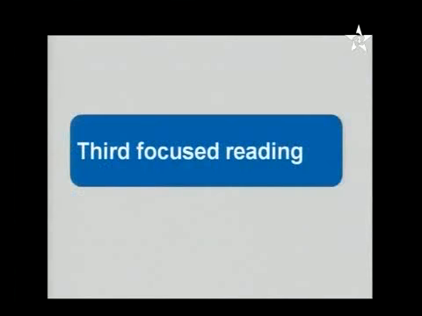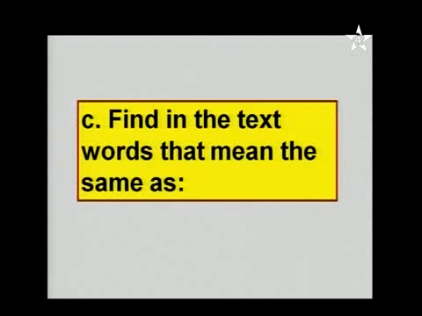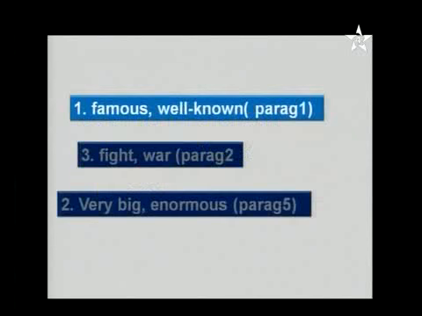Okay, so much for these two exercises. Now we come to the third set of questions, which means we're going to do another focused reading. Let's look at the question. It says, find in the text words that mean the same as, which means we're going to read the text and find synonyms for these words. Number one, famous, well-known. It's in paragraph 1. So this time it's really focused because we tell you to go right away to paragraph number 1 to find the answer. So your job is to find synonyms equivalent for famous, well-known, which are adjectives, right?